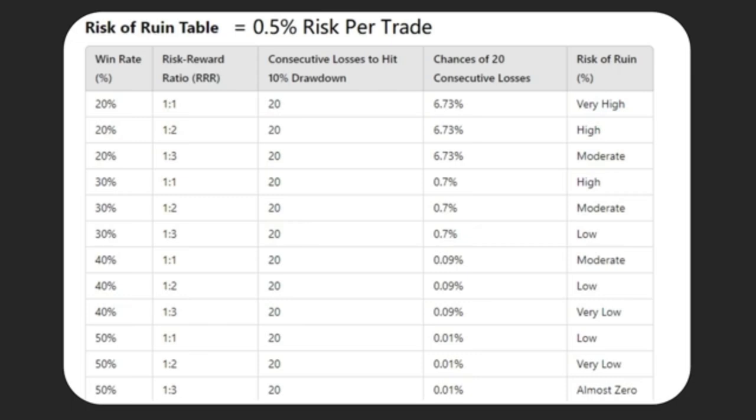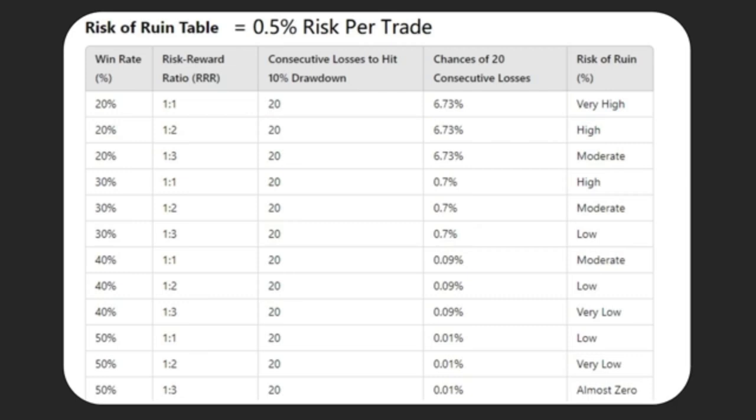Now it's pretty simple to calculate. You just have to go to a risk of ruin calculator website and put in these values from your model, right? And then you'll get a percentage value. I'll also explain a few combinations here as well so that you have an idea about it.